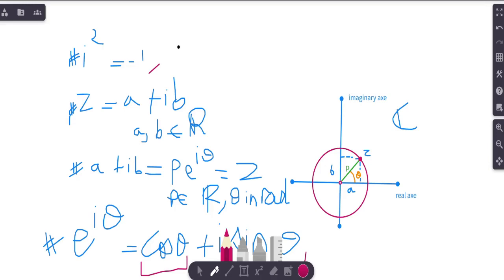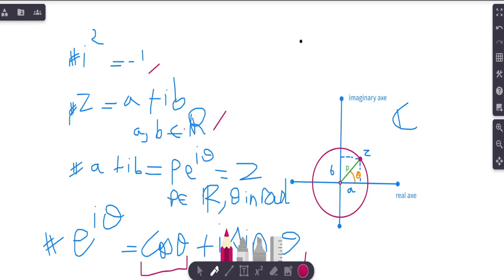And we are going to write those numbers as z equals a plus i times b, with a and b belonging to R, which is the set of the real numbers. So a and b are real numbers. So complex numbers are a plus i times b.